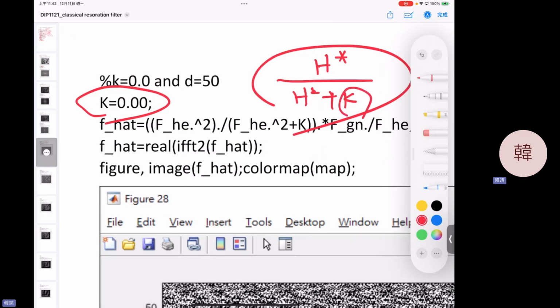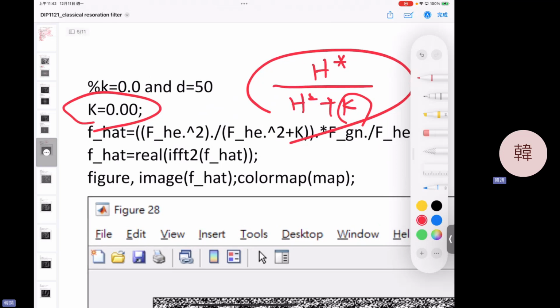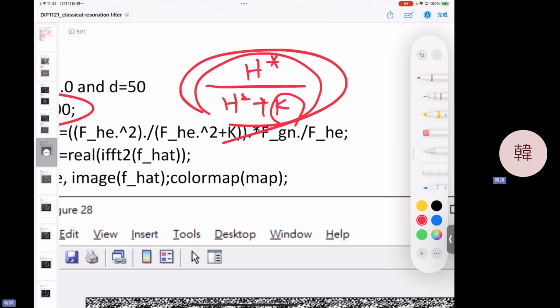So we say it is a parametric Wiener filter. If you put 1, it's the Wiener filter. If you adjust the K, it becomes a parametric Wiener filter. So F hat is what? You just apply this to your image G(u,v), and then take the inverse Fourier transform. That's the result. So how can you write this?